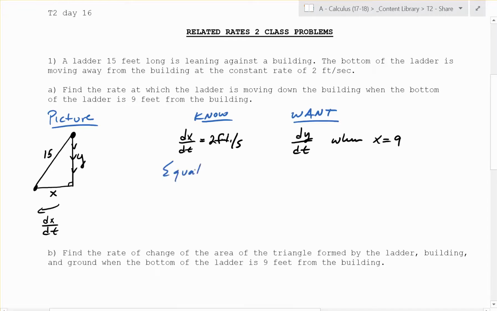So the next word is equation. We need to come up with an equation that links together the variables in our two differentials, x and y. So what's the relationship between x and y? Well, x squared plus y squared is equal to 15 squared.